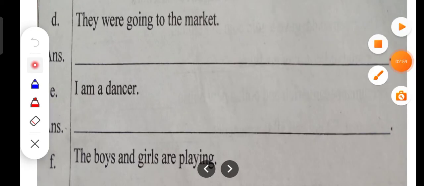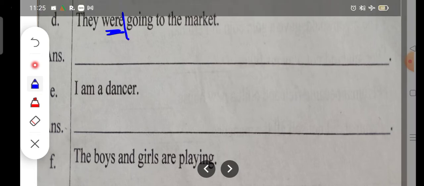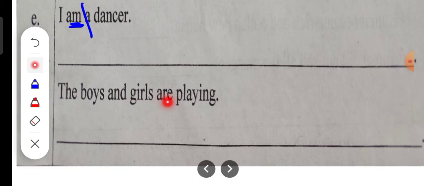They were going to the market. Now see over here, you have the helping verb were. So you will write, they were not going to the market, and then it becomes negative, isn't it? I am a dancer, the word am is there, helping verb, so I am not a dancer. Then next one is, the boys and girls are playing, the word are is there, so the boys and girls are not playing. Like this you will continue with your exercise.